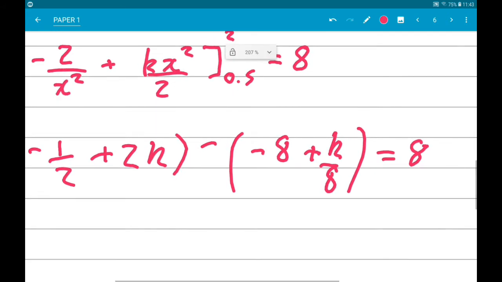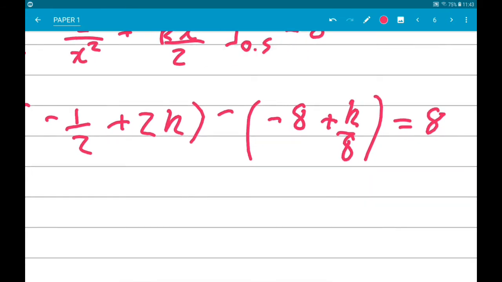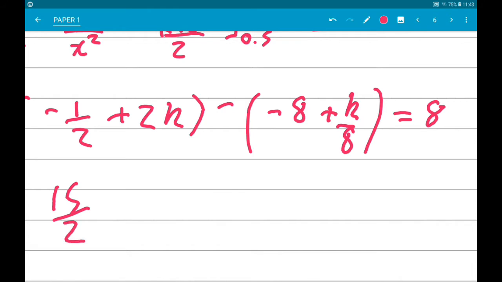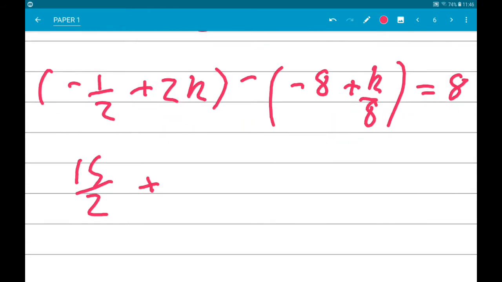Okay, so we have -a half - 8, so that's 7.5, so that's 15 halves. Now then 2k - k over 8 is 15 eighths k. And that's equal to 8.